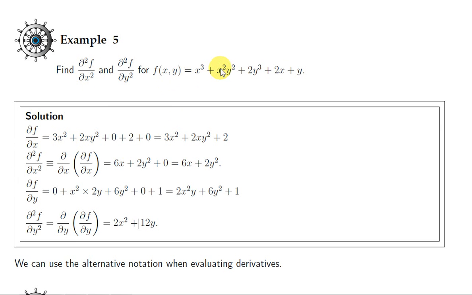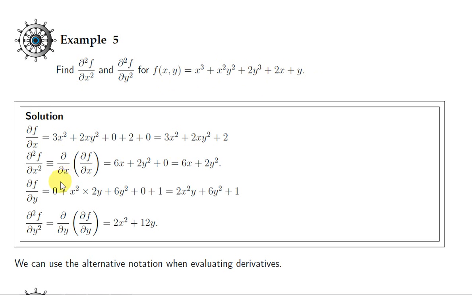If y is treated as a constant, we differentiate x squared here to get 2x, and then we just have the constant y squared tied to it. 2y cubed becomes 0 because it doesn't involve x. 2x becomes 2, and y becomes 0 because it doesn't involve x.